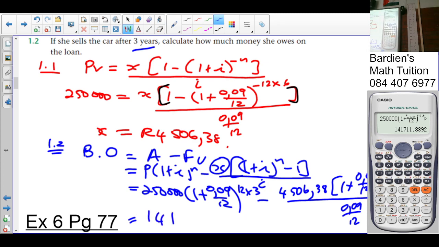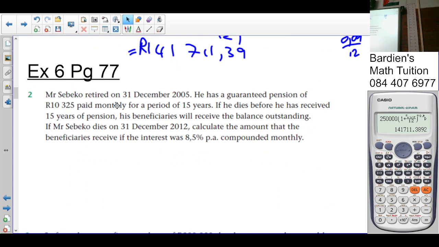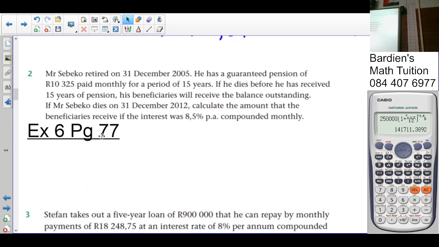So it's 141,711 Rand and 39 cents. Is that correct? Yes, sir. Right. Any problems with number 2? Yes, sir. Yeah, let's look at number 2.